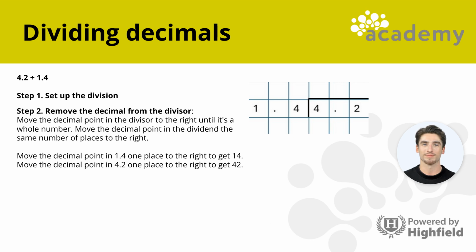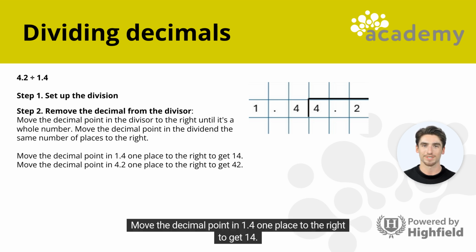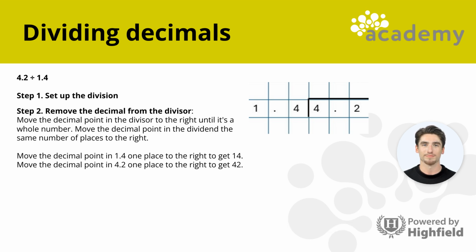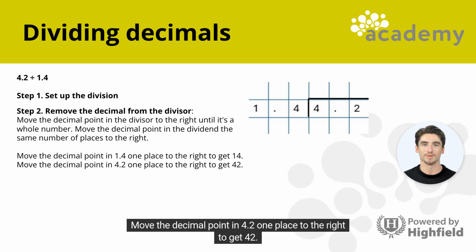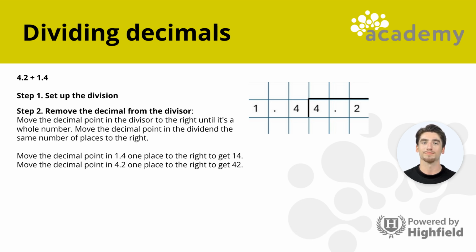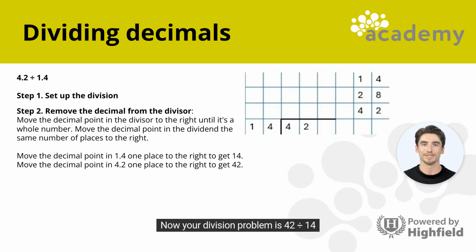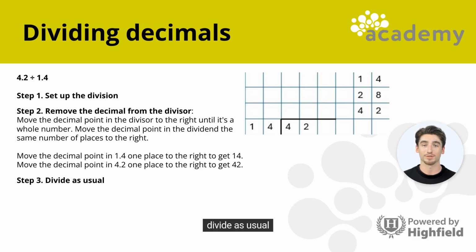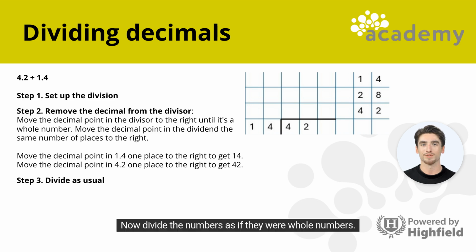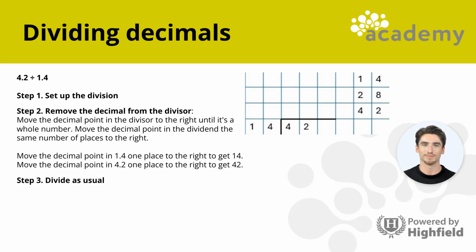For example, if dividing 4.2 by 1.4, move the decimal point in 1.4 1 place to the right to get 14. Move the decimal point in 4.2 1 place to the right to get 42. Now your division problem is 42 divided by 14. Step 3. Divide as usual. Now divide the numbers as if they were whole numbers.